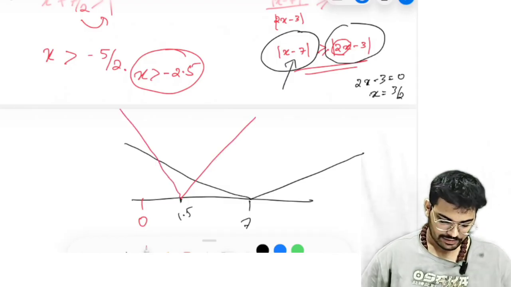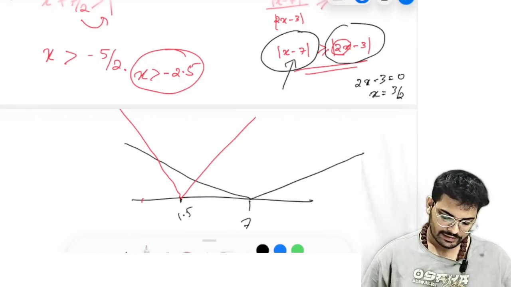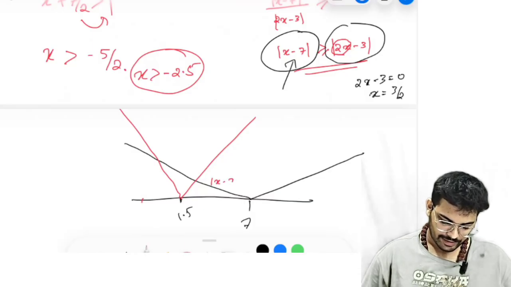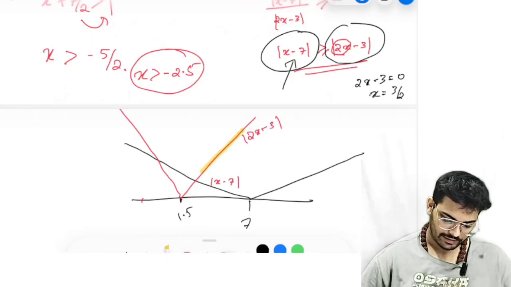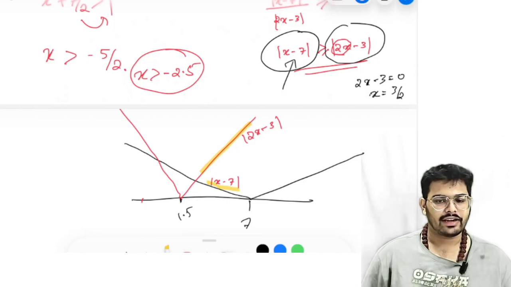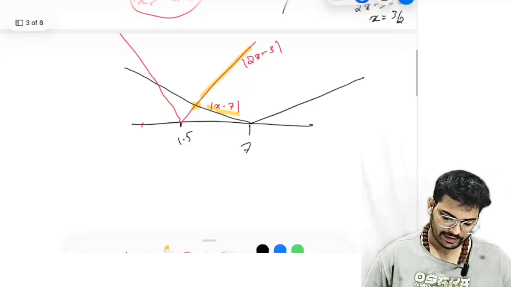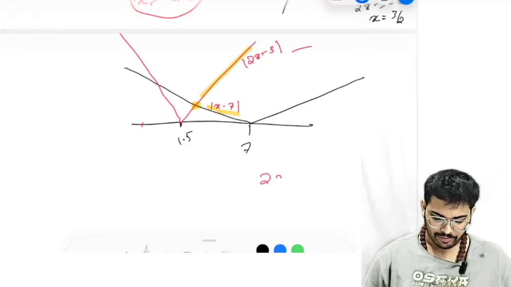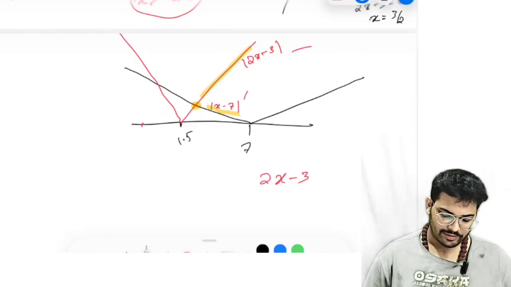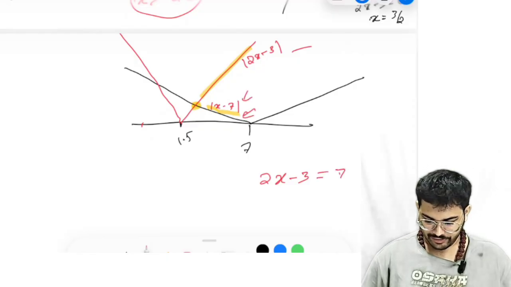Now we need to find the point of intersection of these two graphs, right? In this region, this graph is mod of x minus 7 and this graph is mod of 2x minus 3. Now this graph will be positive over here and this graph will be negative over here. Therefore we will be equating for finding this point. At this point this is positive, that is, modulus of a positive number is the number itself, and this value is negative because it is on this side of the graph. It will be equal to 7 minus x.